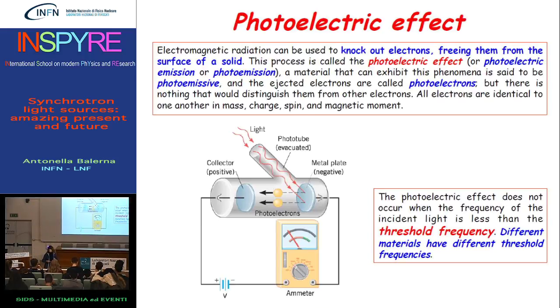How does absorption work? You just send light on a target, and if this light has a correct threshold energy, you can knock out electrons. And you can check that light is absorbed because you can measure a current. If you have a differential potential here, you can measure the current produced, and you can see the number of electrons produced by your light impinging on the metal. But this does not happen for any kind of light.